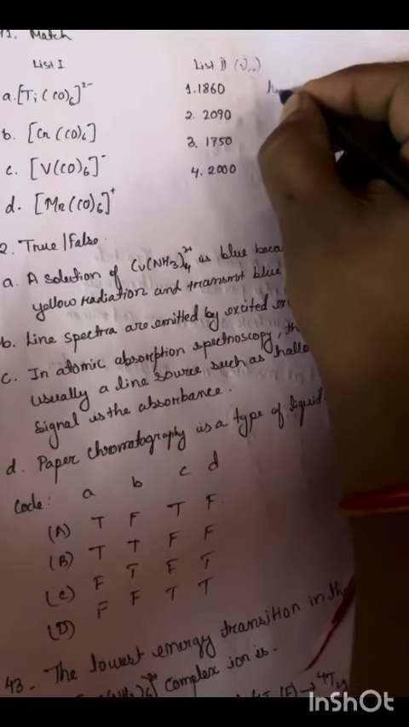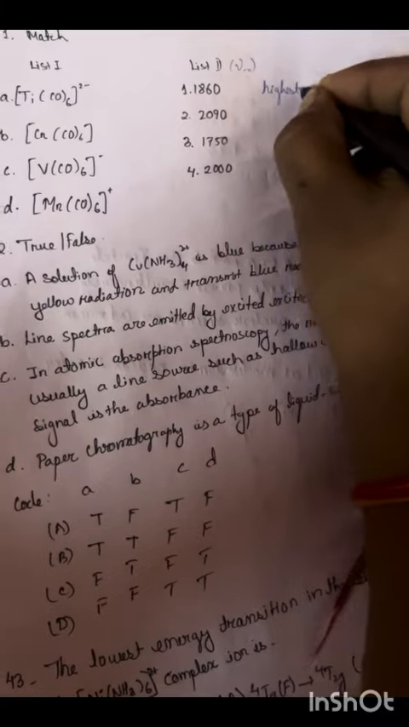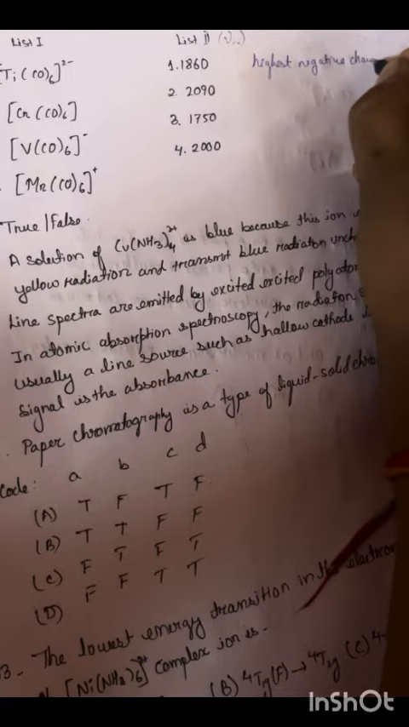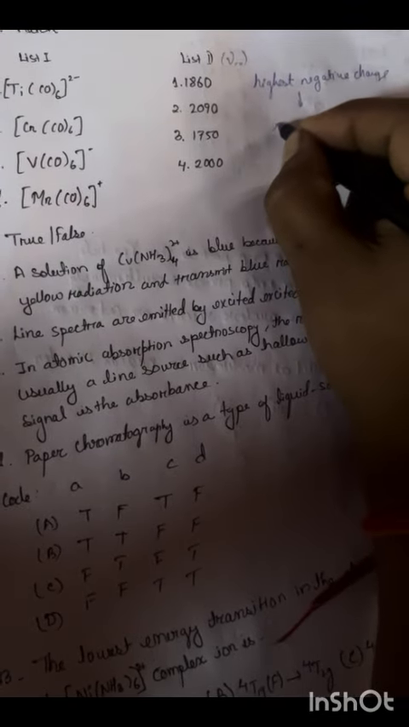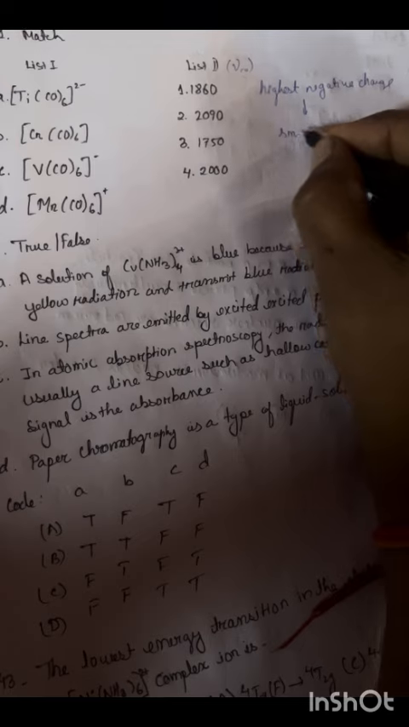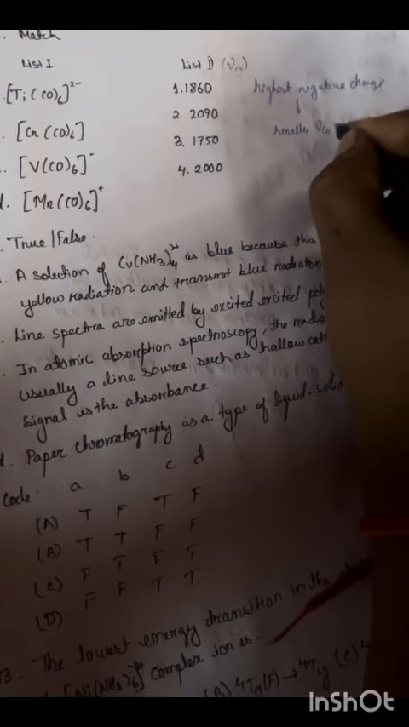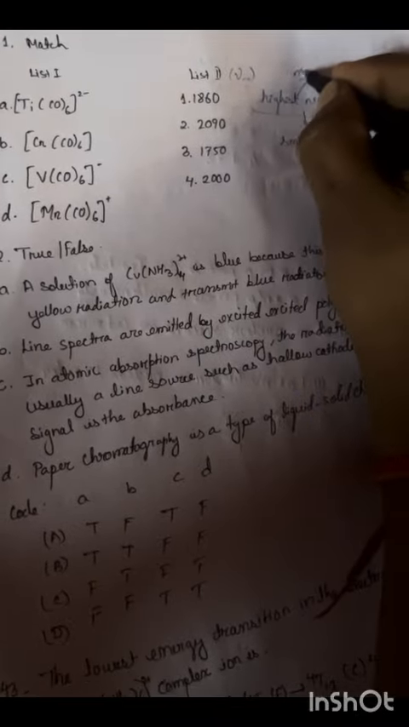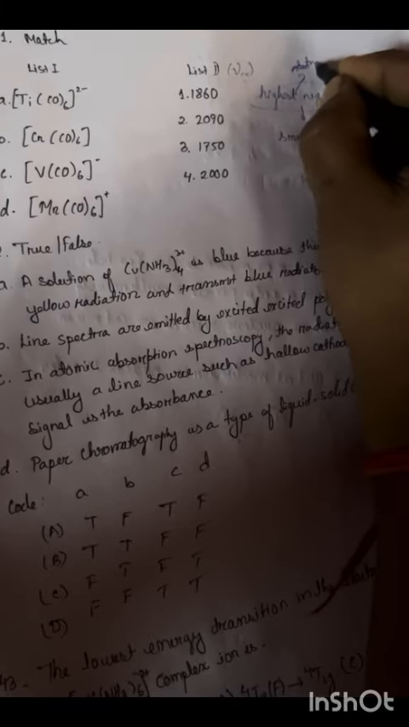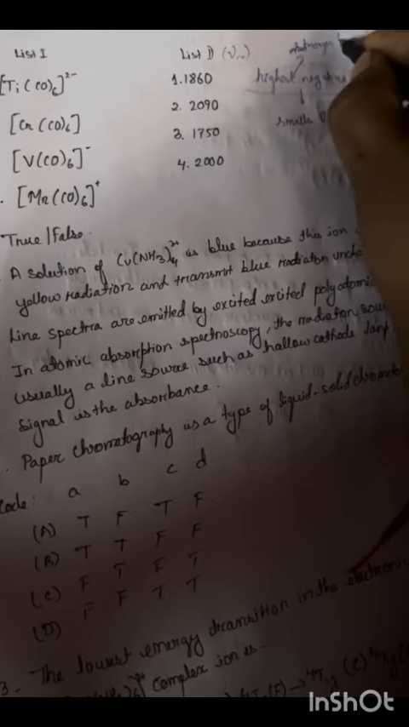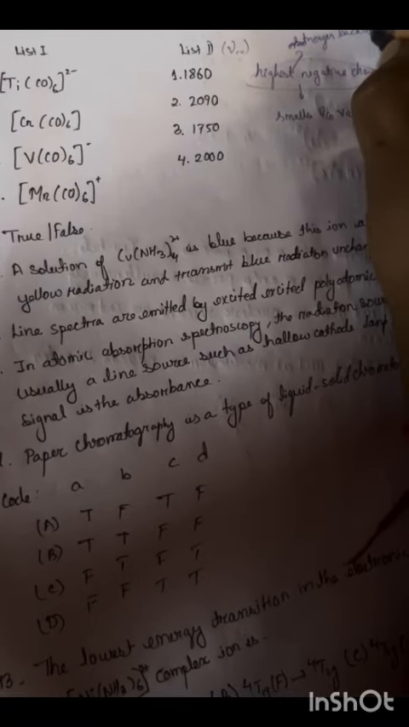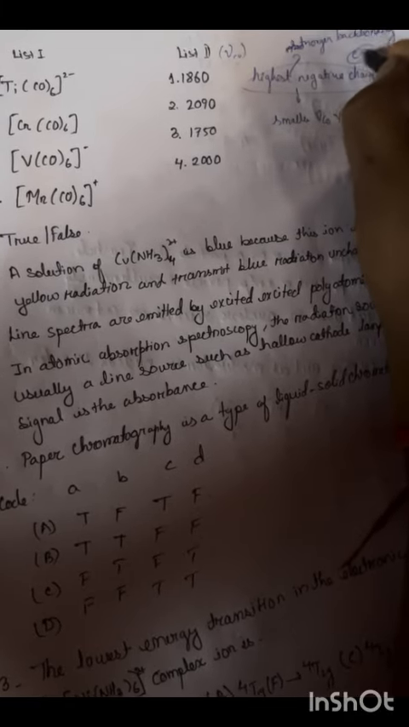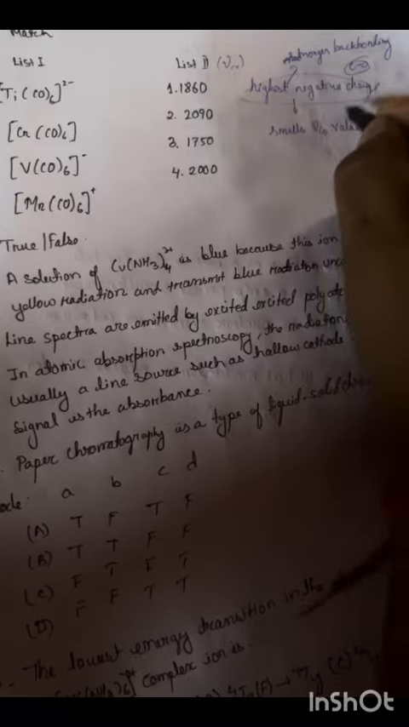If you see, the highest negative charge means smaller mu CO value, right? Why? High negative charge leads to stronger back bonding, right? Stronger back bonding means CO weakens, right? Therefore smaller value.